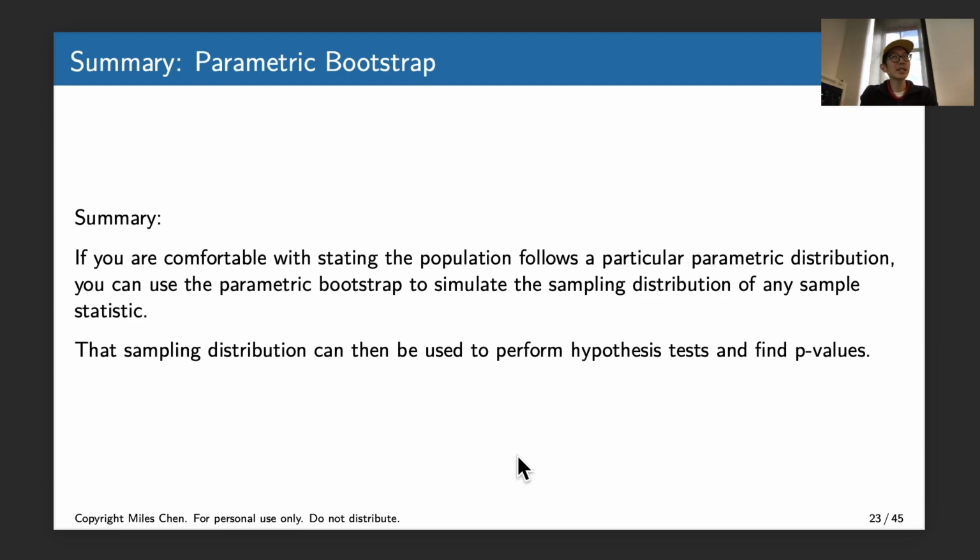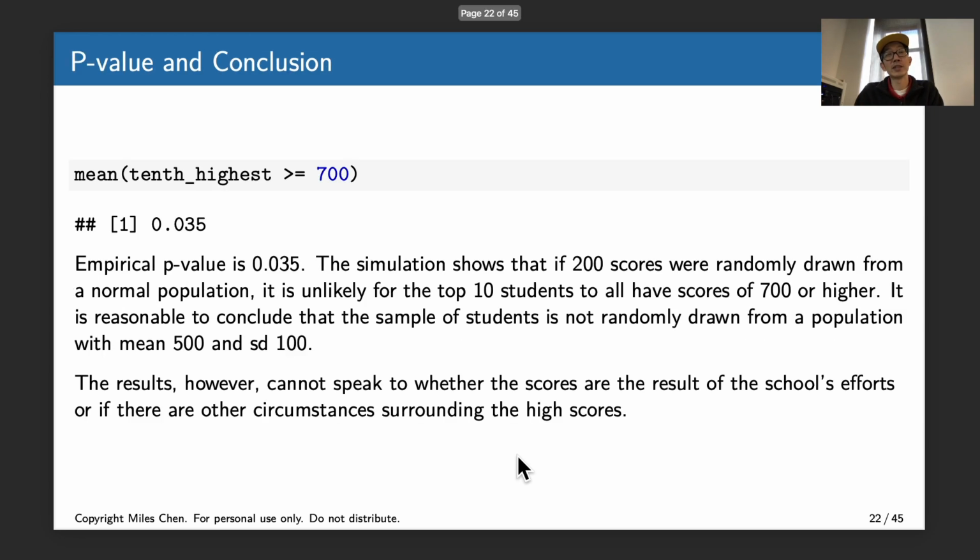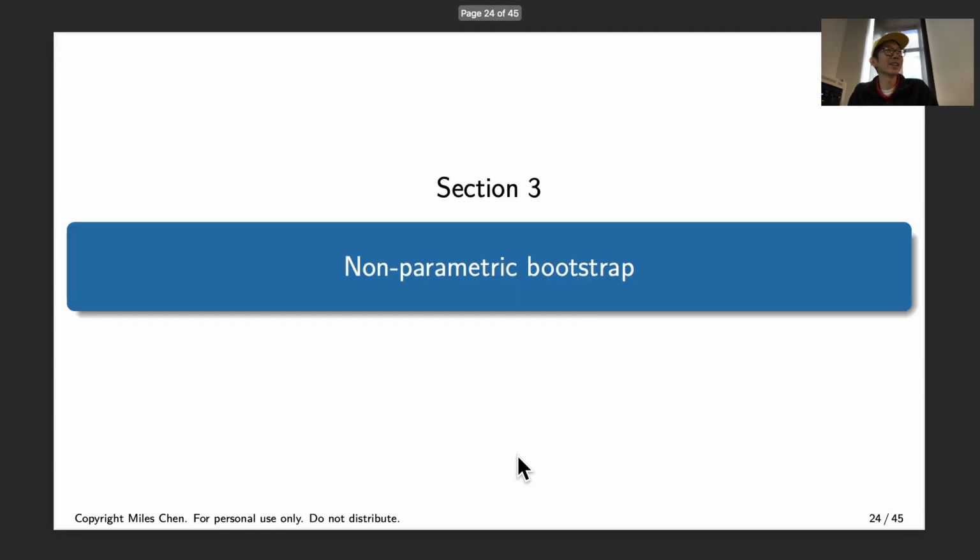So you can start asking questions about that, even if you don't fully understand how you go about getting the 10th highest value in that thing.